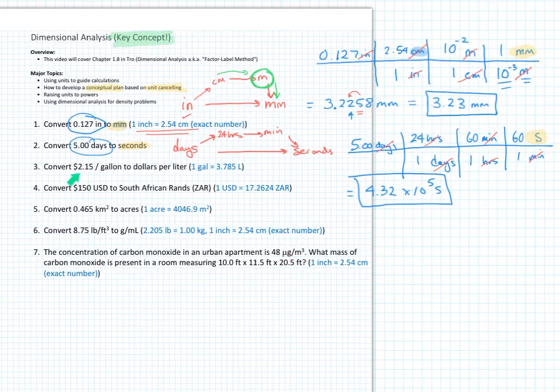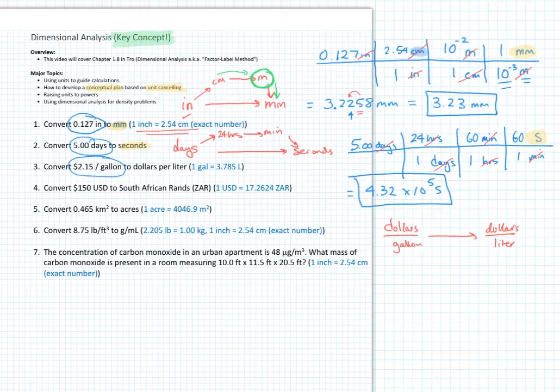$2.15 per gallon, that might be the cost of gasoline, that's what it is right now, to dollars per liter. What would the cost be in dollars per liter if we were to convert this? And I have that 1 gallon is equal to 3.785 liters. Okay, so I have a starting number. Dollars per gallon, and I want to go to dollars per liter. So if I want to use my sort of strategy, dollars per gallon, and I'm trying to go to dollars per liter.